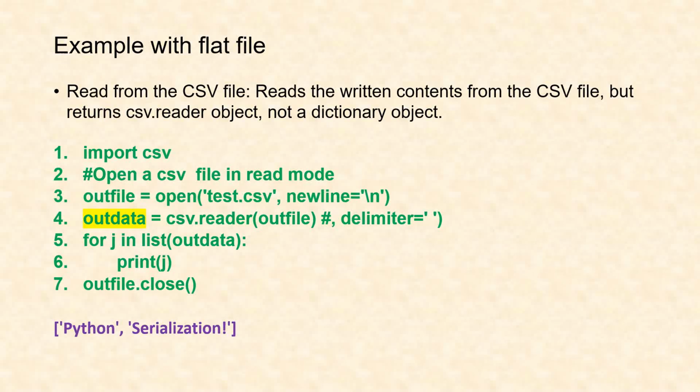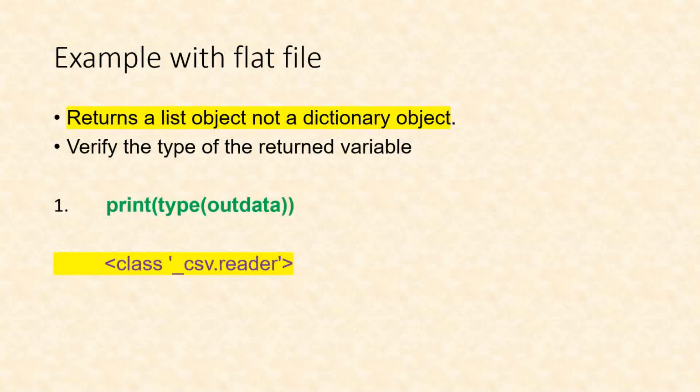The content of the output file is Python, serialization. The content is correct, but it is showing in list format. Here I have used list on out_data, that's why it is showing in list format. Now I have to check what the type of out_data is. For that I write print type of out_data, and it is showing the type is csv reader. That means the class of the read variable is csv reader, not even a common data type of Python. That means we have lost the entire structure characteristic of the data while writing in a flat file.